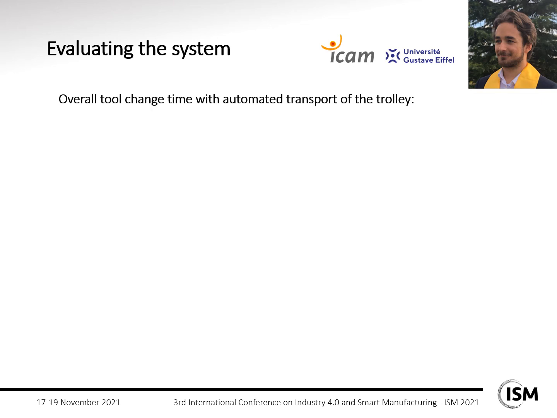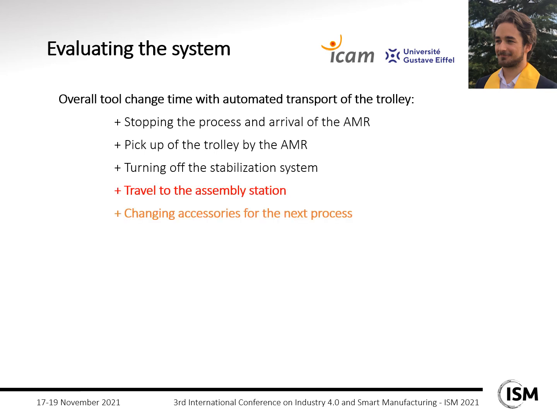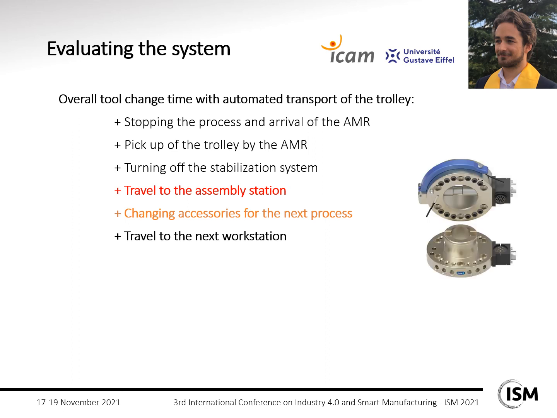At the end of the day, the overall tool change time with automated transport of the trolley depends on the stopping of the process and the arrival of the AMR, the pickup of the trolley by the AMR, the turning off of the stabilization system, then the travel to the assembly station to change the accessories for the next process and the travel to the next workstation. However, this part of the process can be greatly reduced with the use of quick tool changers depending on whether or not the required operating tools can be embedded on the trolley and powered.